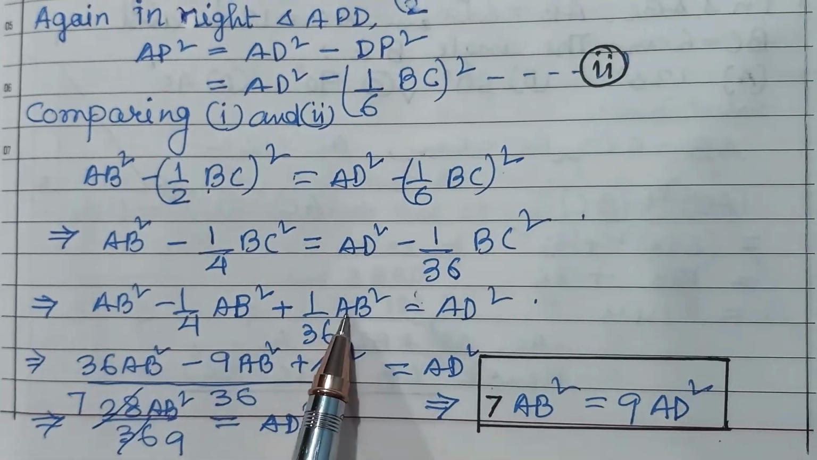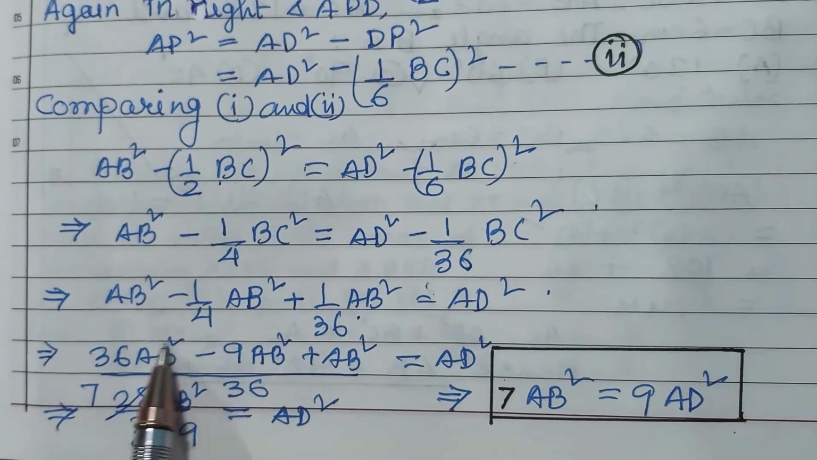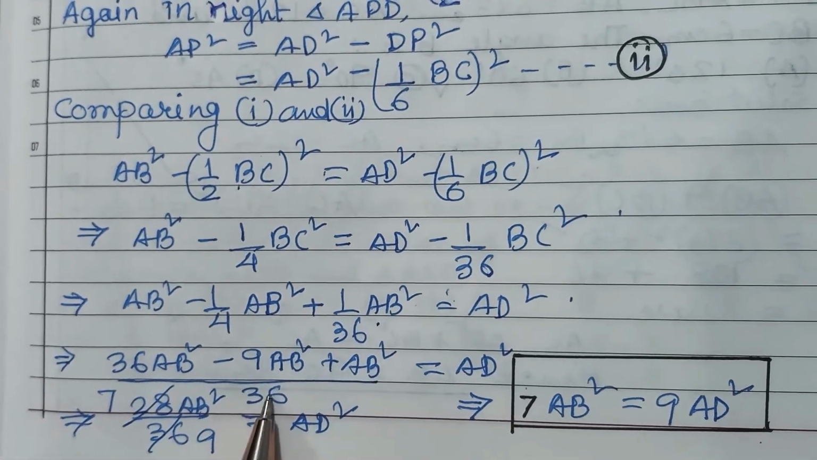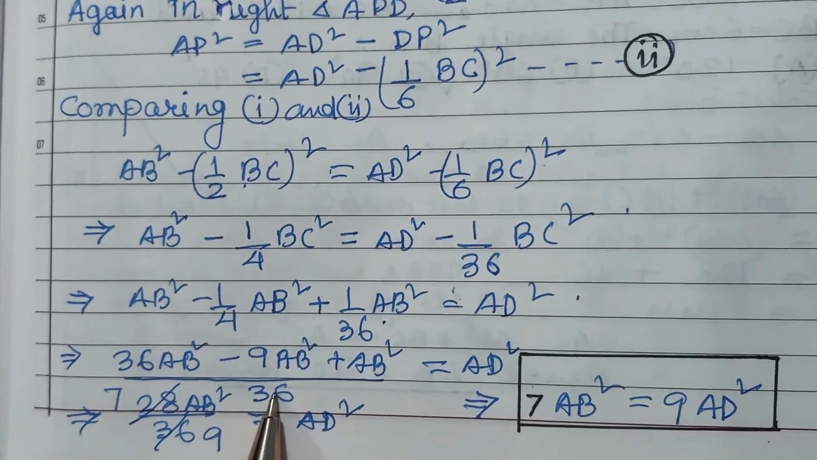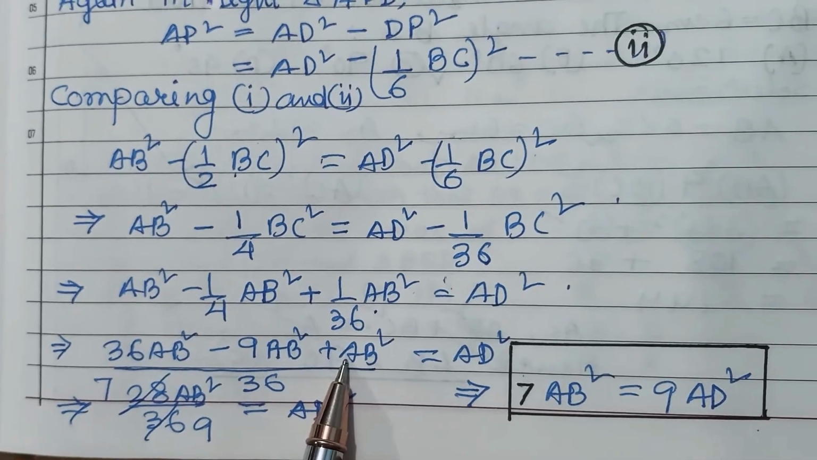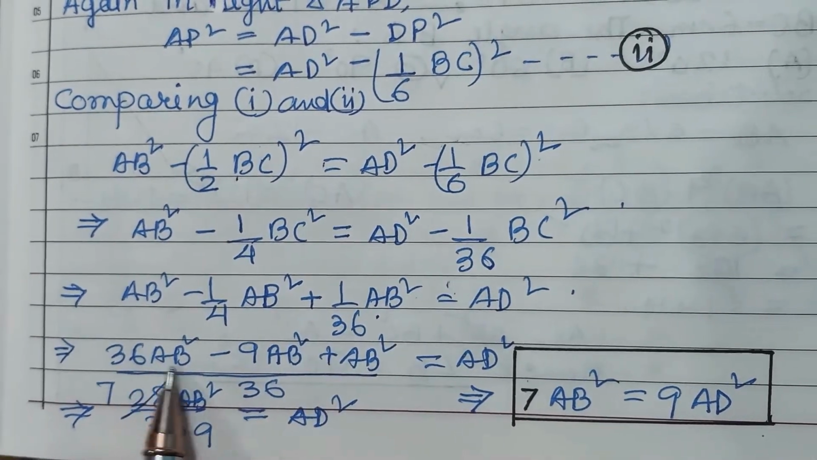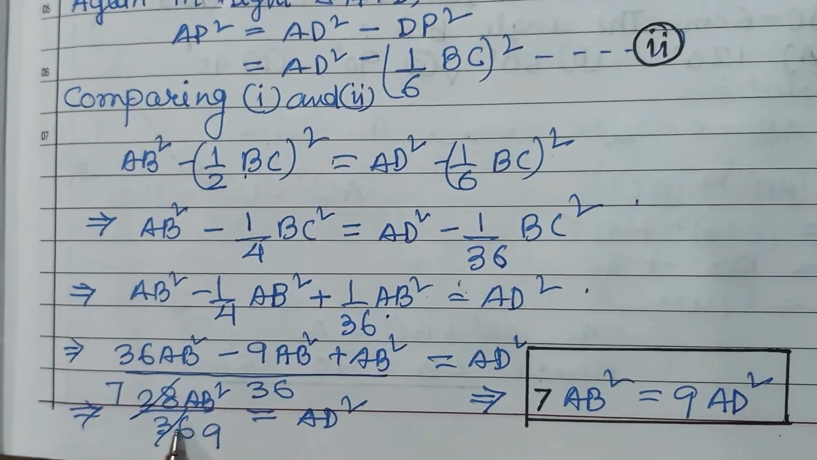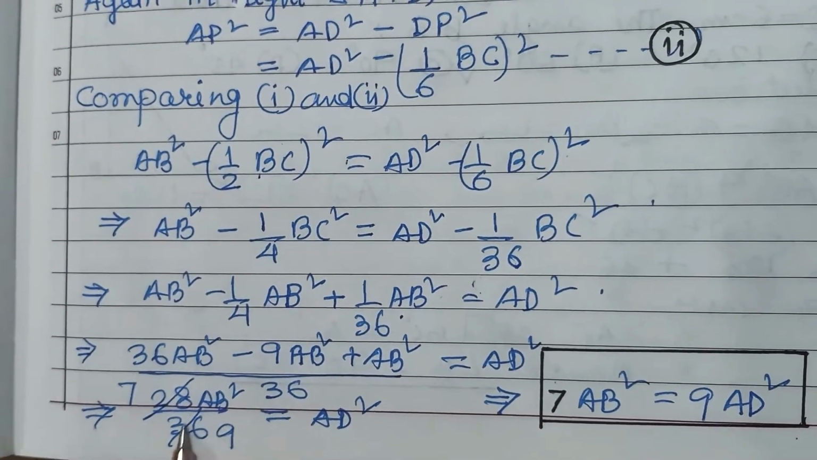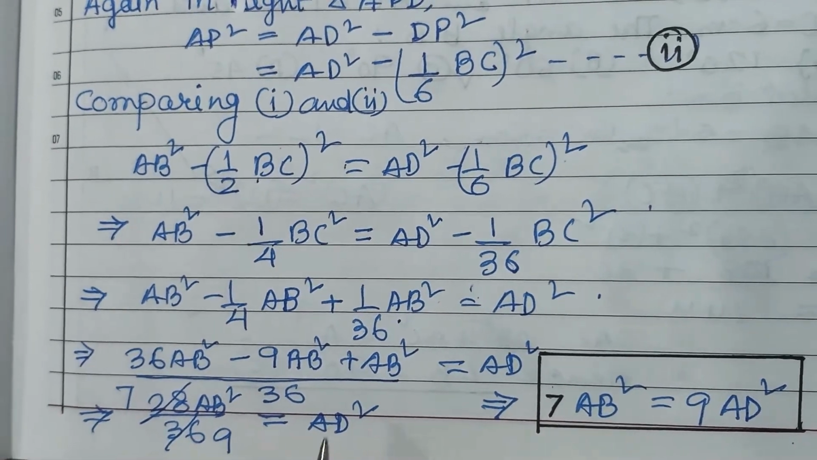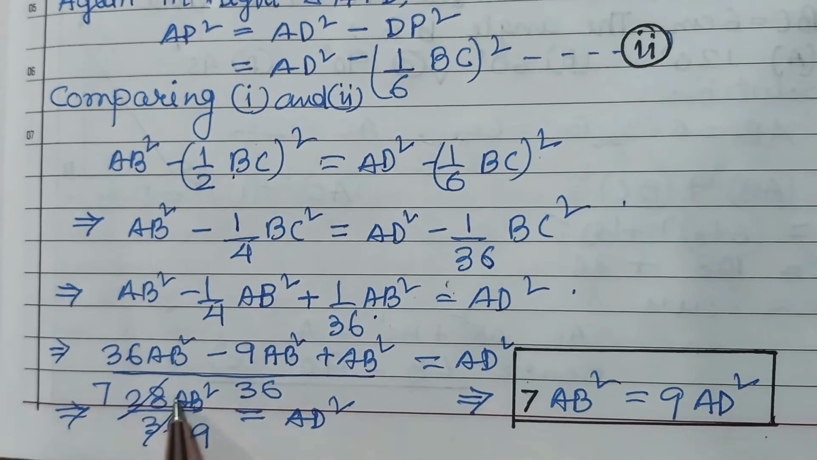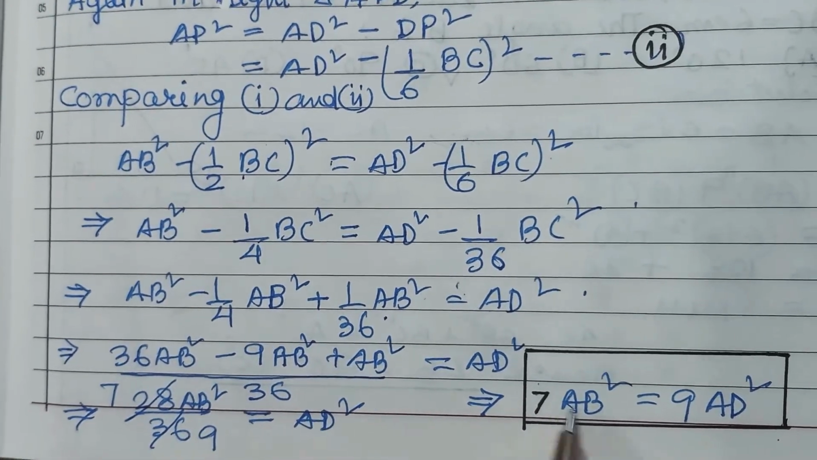Okay, all are AB. Now you check in this much part, all AB part. 36 the LCM, calculate it, 36 plus 1, it is 37 AB square minus 9 AB square, it is 28 AB square upon 36 is equal to AD square. Cancel it, it is 7/9 AD square. Now cross multiply, it is 7 AB square is equal to 9 AD square. Got it?